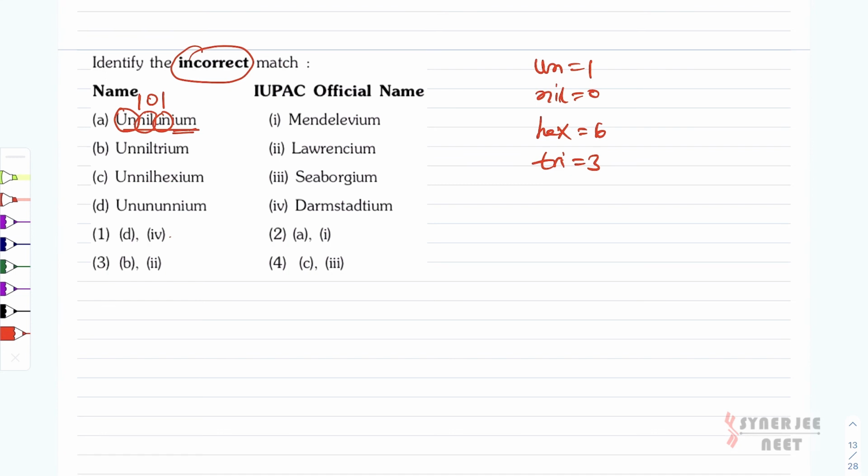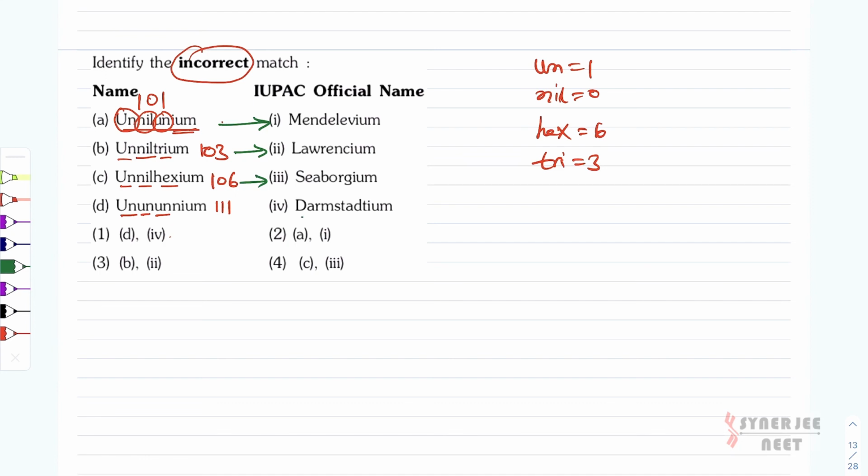Next one, 1, nil is there, so 0, tri is there, so 3. This is the atomic number. And the third one, nil, hex, that means 106. Again, 3 times is there, that means 1, 1, 1. This is the atomic number of this element. Now here, 101 is Mendelevium. It is there in the NCERT textbook that 101 is Mendelevium, and 103 is Lawrencium. These are the correct atomic numbers of these elements.